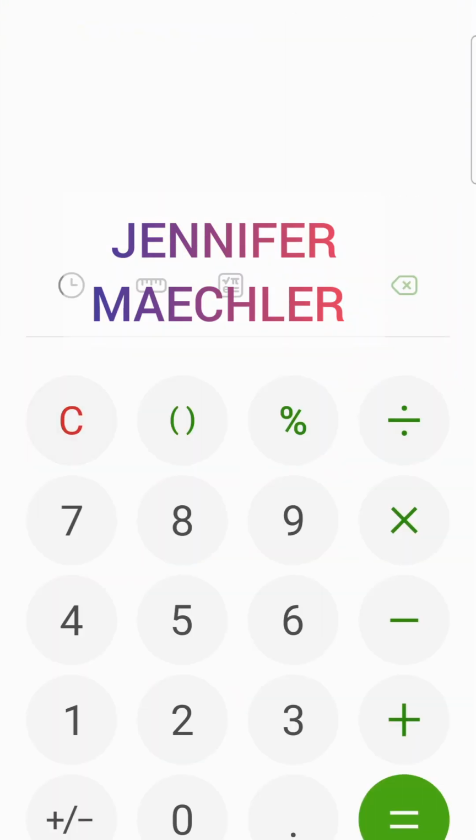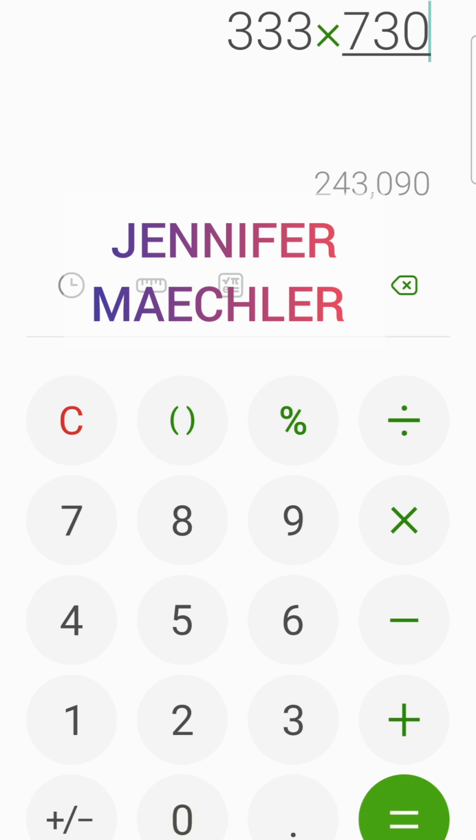So you're going to say, we're calculating the shipping fee right now. So 333 times the exchange rate 730 gives us 243,090 naira. Okay, if you're in Uganda, you do it in your own country, they will give you the rate.